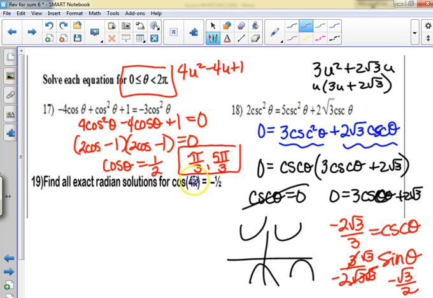This is a u substitution problem over here, guys. You get 4x equals, the cosine is negative 1/2.